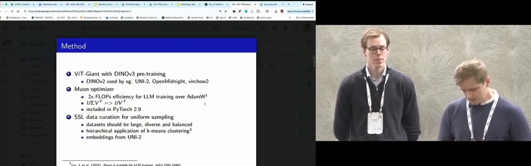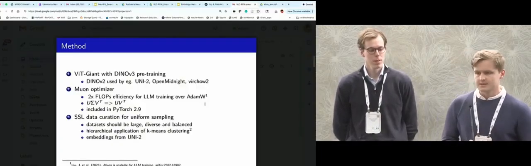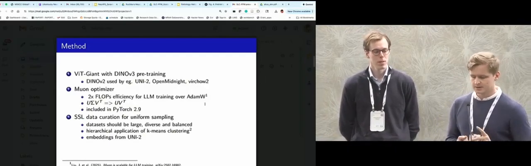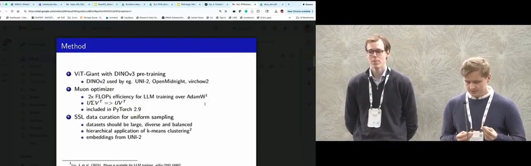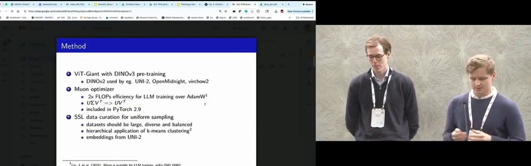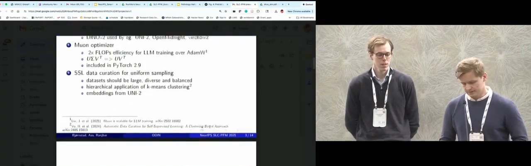So in automatic data curation for self-supervised learning, they posit that datasets for self-supervised learning should be large, diverse, and balanced. The last point we can fix by the way in which we sample these datasets. So we use this approach, and we use the embeddings from UNI v2.